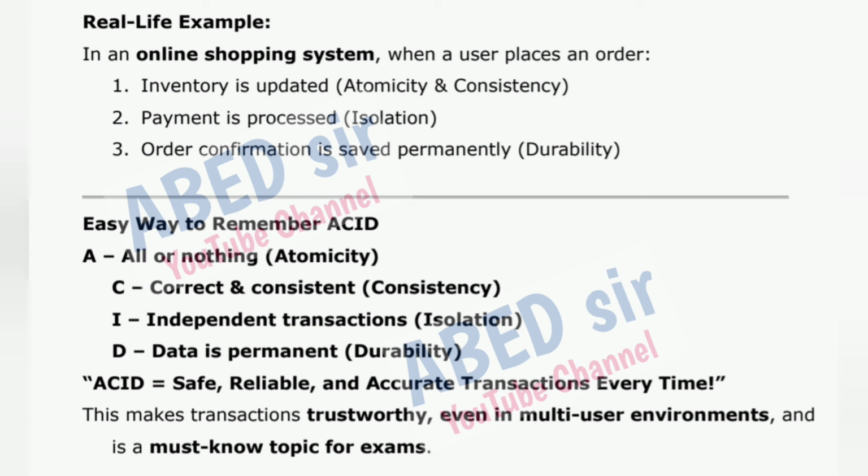Easy way to remember ACID. A: all or nothing, atomicity. C: correct and consistent, consistency. I: independent transactions, isolation. D: data is permanent, durability. ACID equals safe, reliable, and accurate transactions every time. This makes transactions trustworthy, even in multi-user environments, and is a must-know topic for exams.